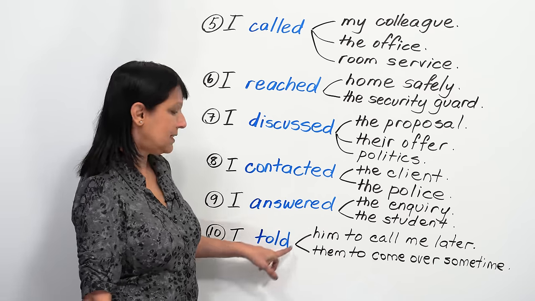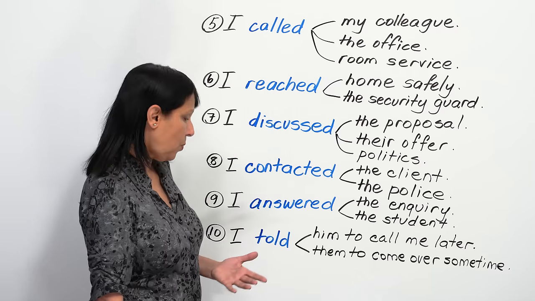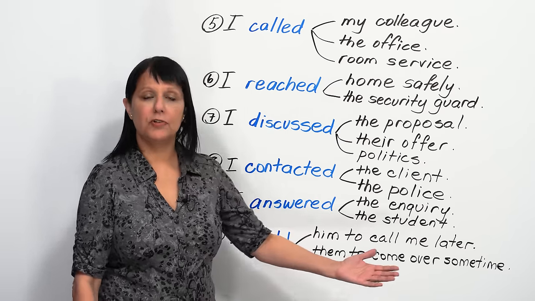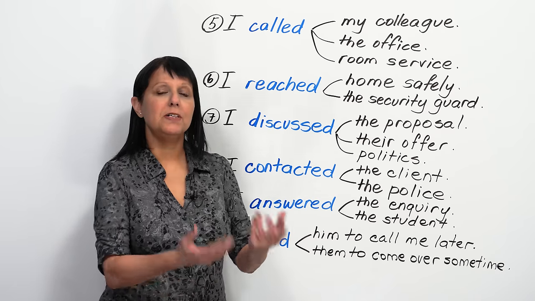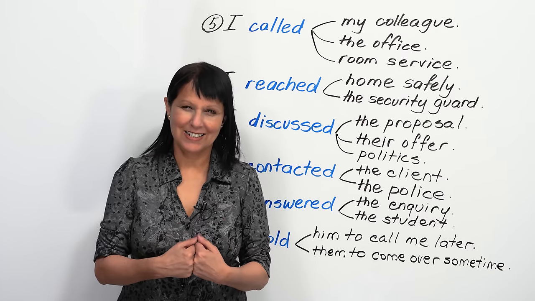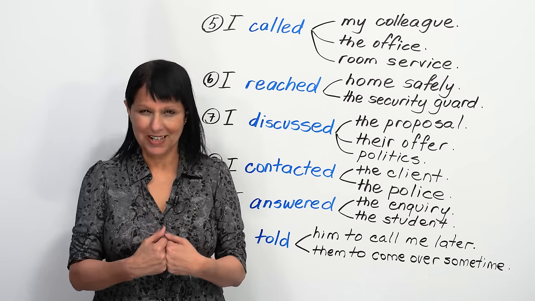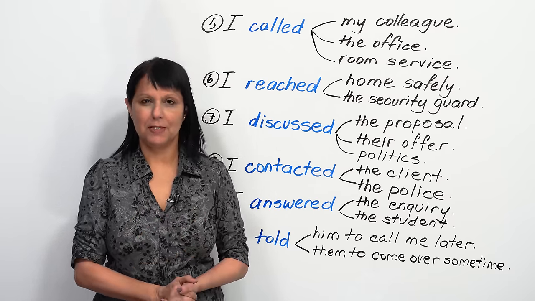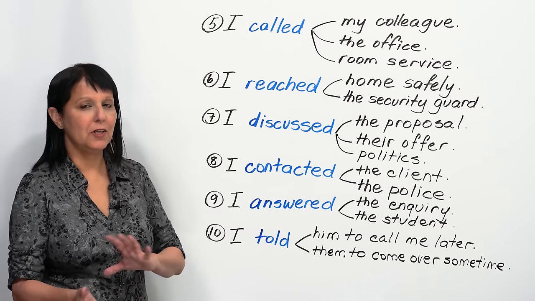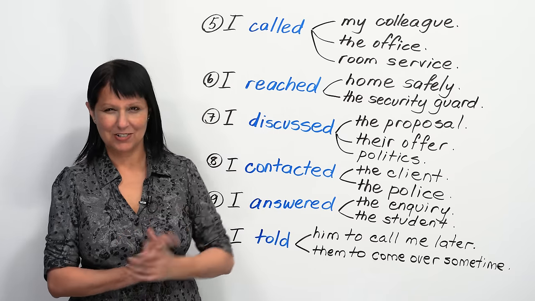Okay? So again, you tell someone something, with no preposition. Or another example, read it with me. I told them to come over sometime. Usually when we say "to come over," it means to come to my house. So come over, we're talking about my place, my home. To come over and visit me. Come and visit me. All right? So this is a very common one also. Be careful of how you're using it: tell someone, not tell to, tell someone directly, okay?